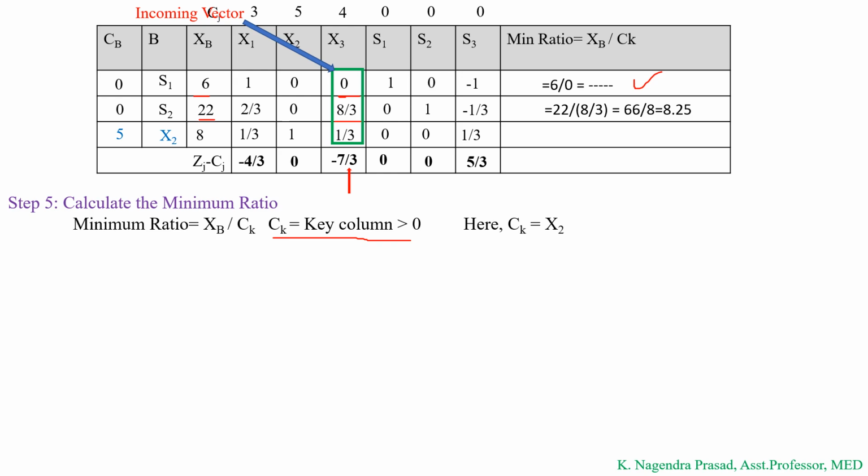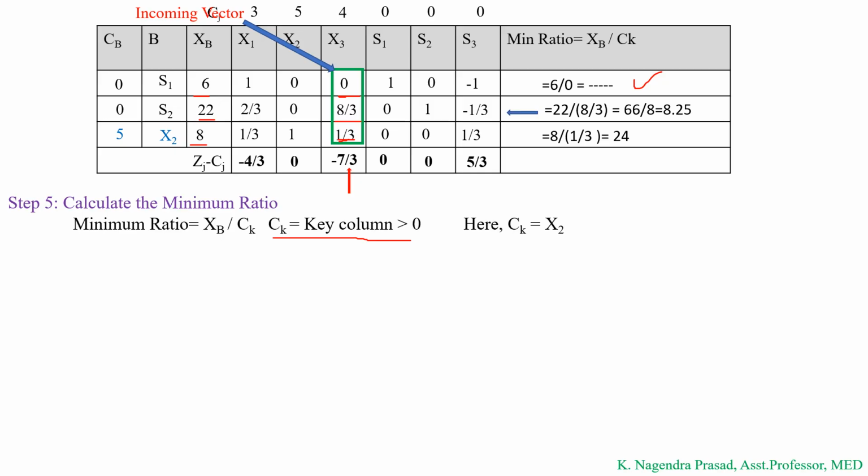Then xb divided by ck equals 22 divided by 8 by 3, which is equal to 22 into 3 by 8, which is 66 by 8. This value is 8.25. Similarly, next we calculate xb divided by ck for the third row, that is the x2 row. For the x2 row, xb value is 8 and ck value is 1 by 3. Then xb by ck equals 8 divided by 1 by 3, which is equal to 24.